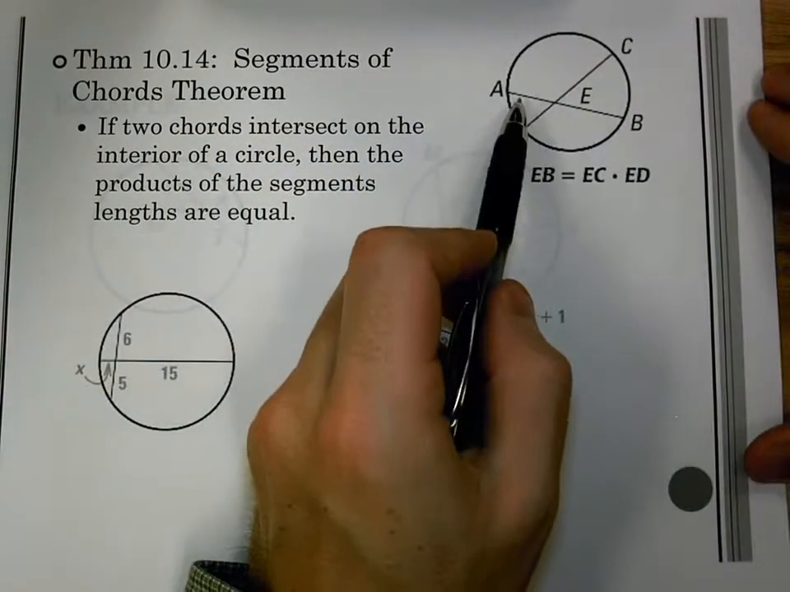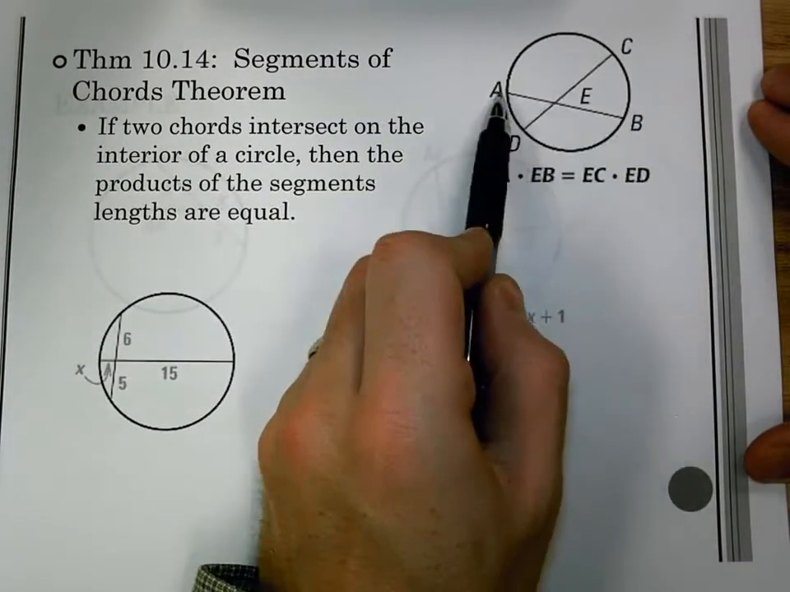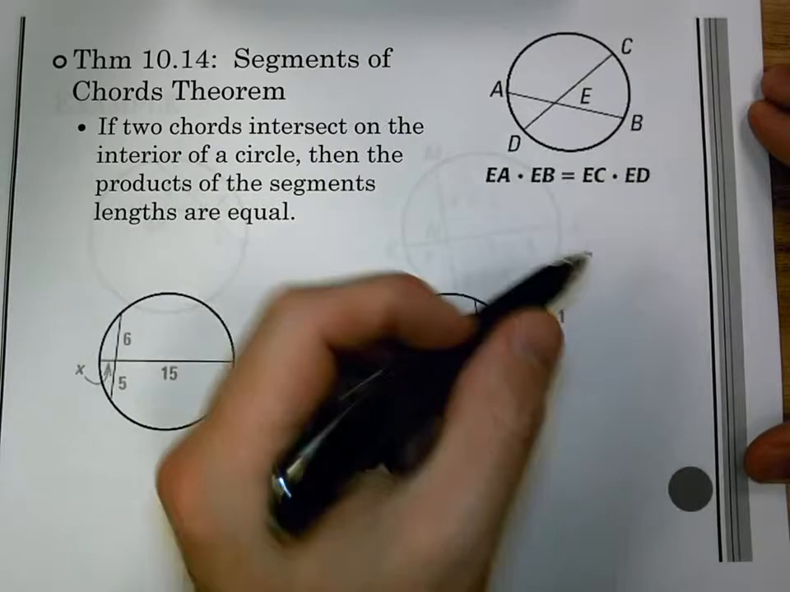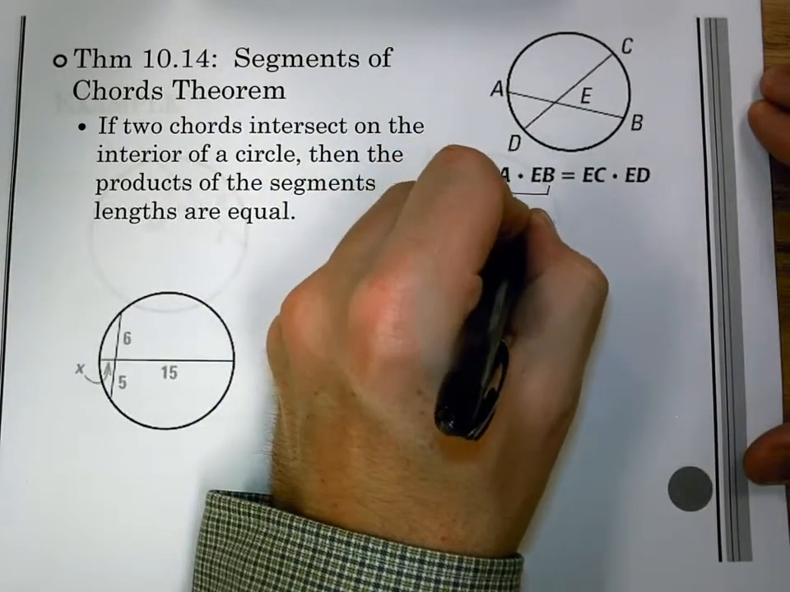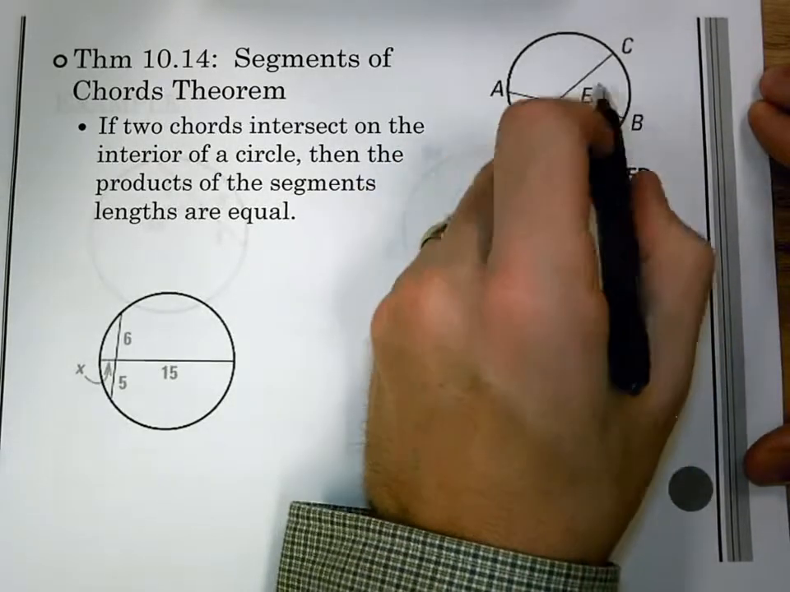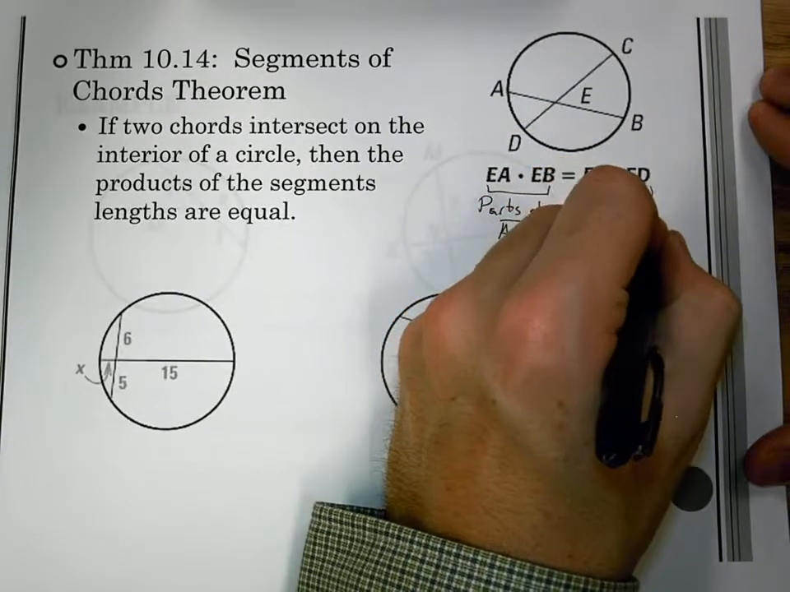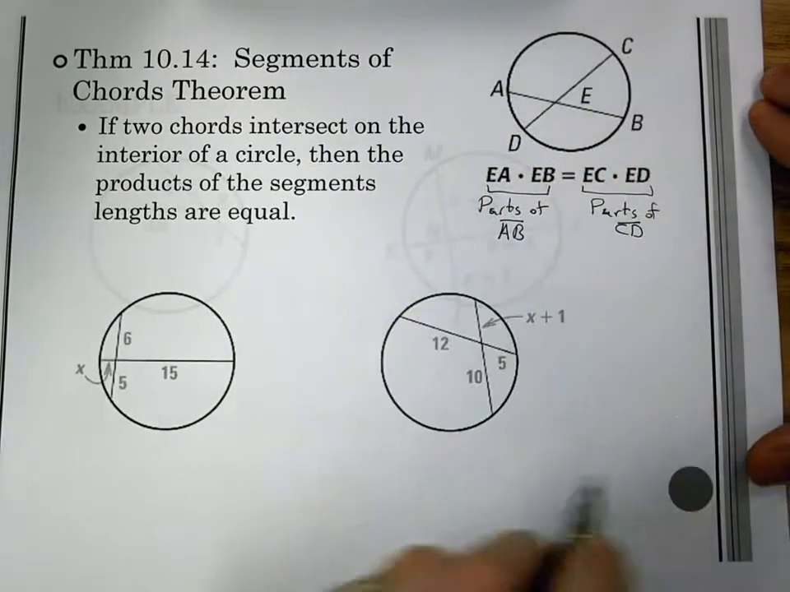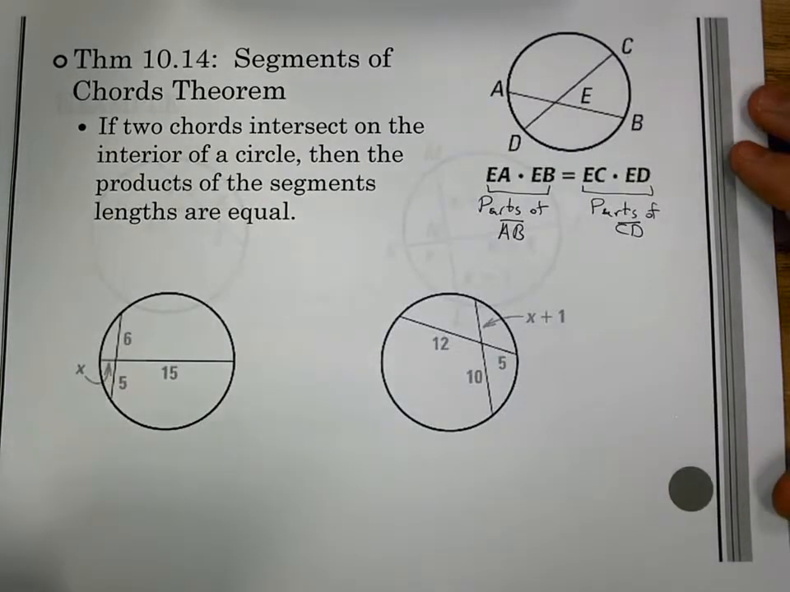So if I look here, I have AB is one of my chords. I've said that EA times EB, and this is parts of AB, is equal to EC times ED, and those are the parts of CD. So I multiply the parts that make up the same chord, set them equal to the other parts multiplied together from the other chord.